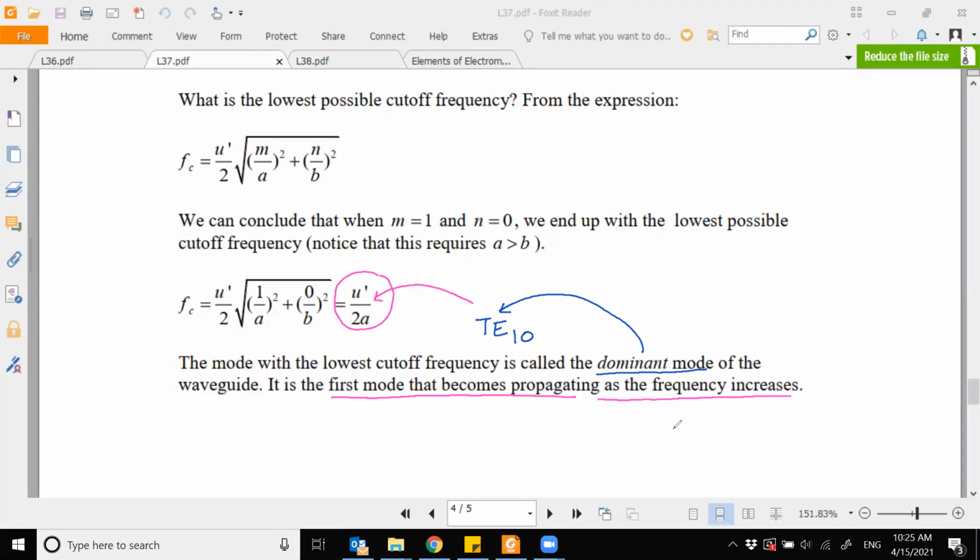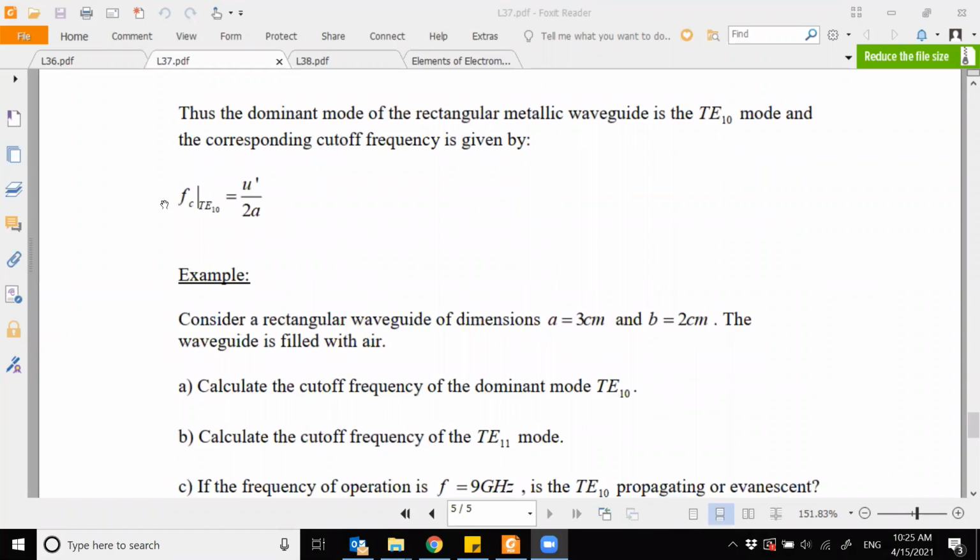When I start increasing the operating frequency of my source, the first mode which becomes propagating in the waveguide is my fundamental mode. This is called the dominant mode. It is also called the fundamental mode. This is the first mode which becomes propagating. Okay. So the cutoff frequency is u' over 2A, and this TE10 is called the dominant mode.